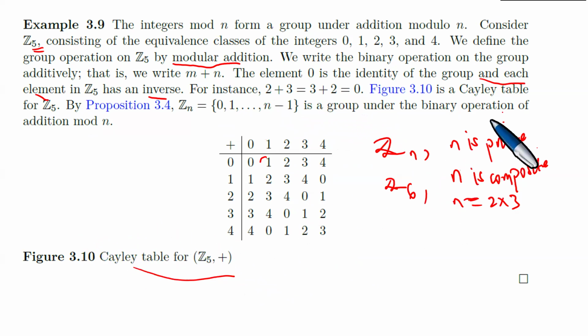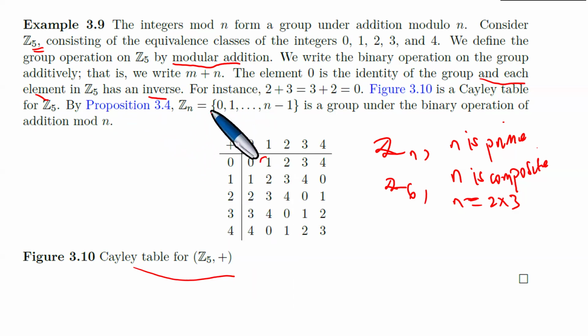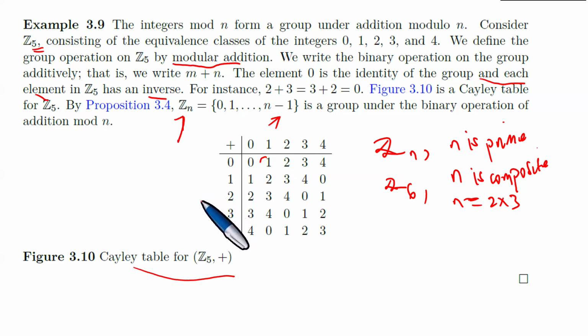Figure 3.10 is a Cayley table for Z5. By proposition 3.4, which we went through together, about the addition being commutative, the multiplication being commutative, associative, and so on, Zn is 0, 1, up to n minus 1. Because we have n here, it goes up to n minus 1. It's a group. This Zn is a group under the group operation of addition modulo n. Cayley table for Z5 plus.